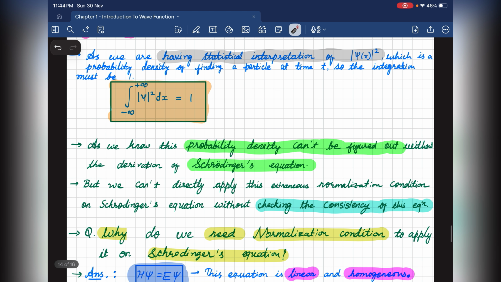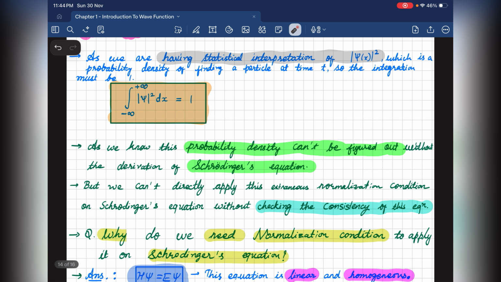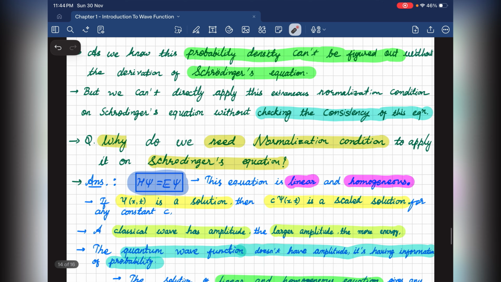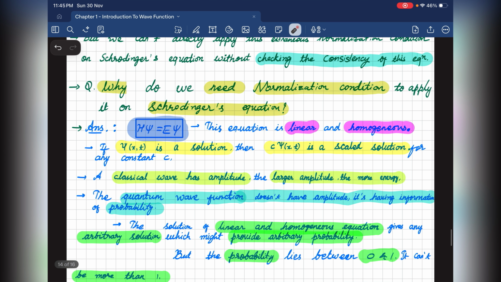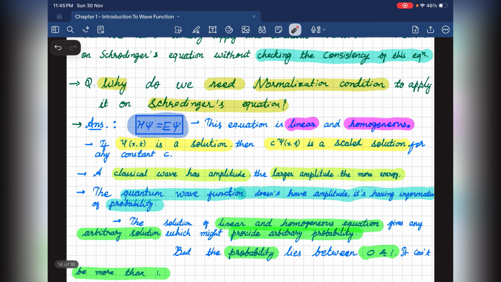Now the question is, why is this needed? To understand that, we must look at the Schrödinger equation itself, that is H psi equals E psi. This equation is linear and homogeneous. That is its special property. So if psi of x,t is a solution, then c times psi of x,t is also a solution, a scaled solution, for any constant c.